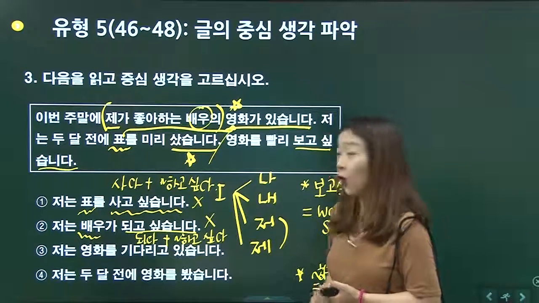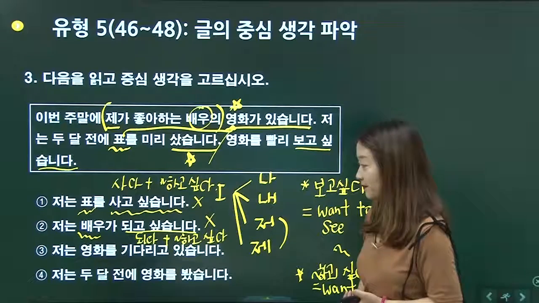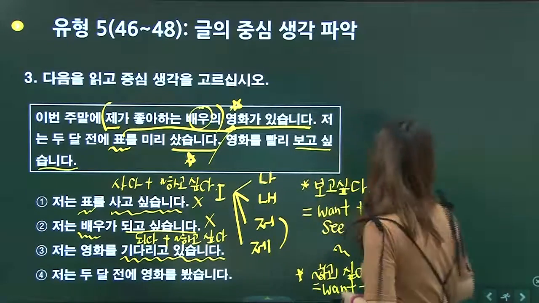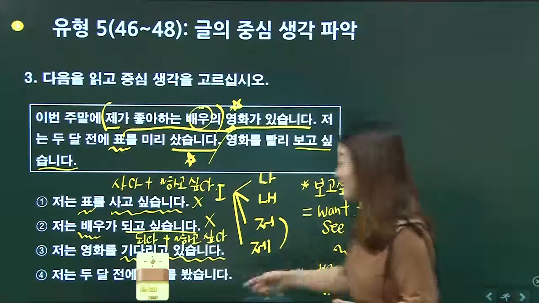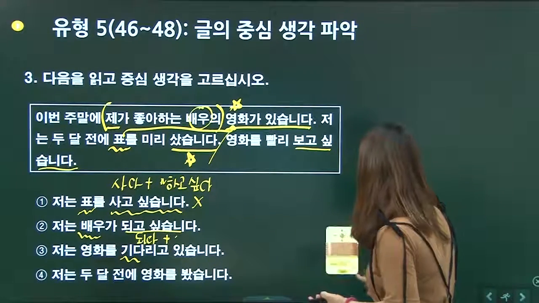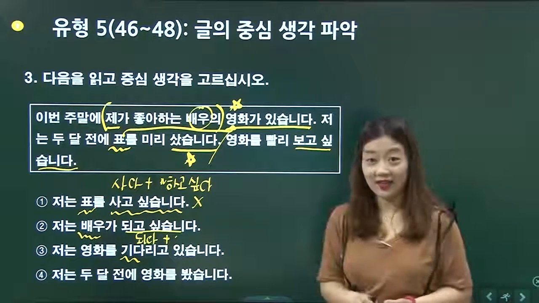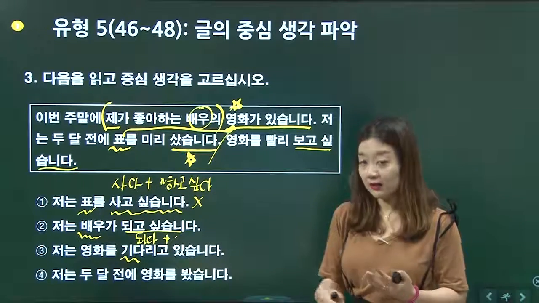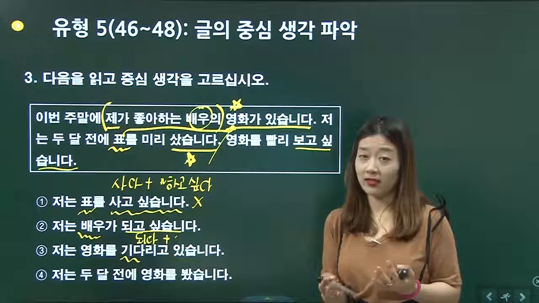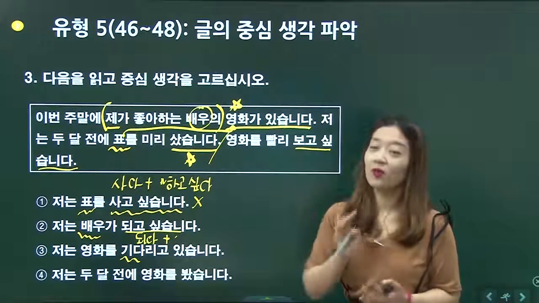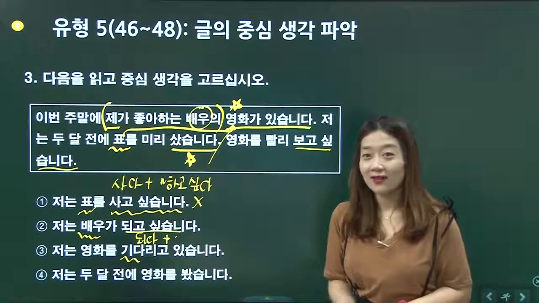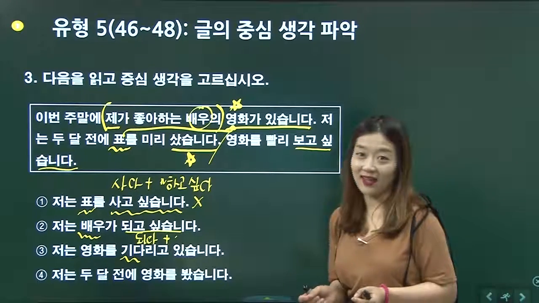Number three, 저는 영화를 기다리고 있습니다. 기다리고 있습니다. 기다리다. Okay, here we go. There are so many things to explain to you today, a little bit difficult. But we can do it slowly, and I'll try to explain very simply and easily. Hopefully it's not that difficult for you. But anyway, it's the first time, so don't worry about it. It's a little bit complicated, all right?